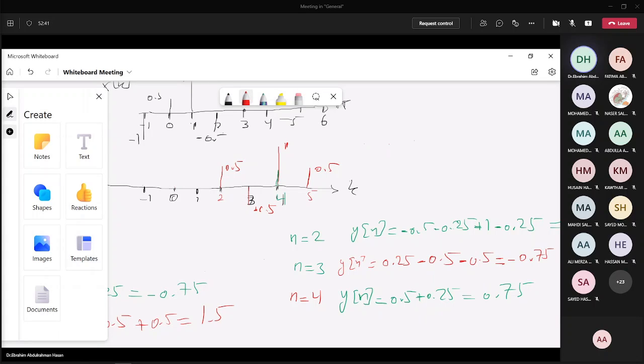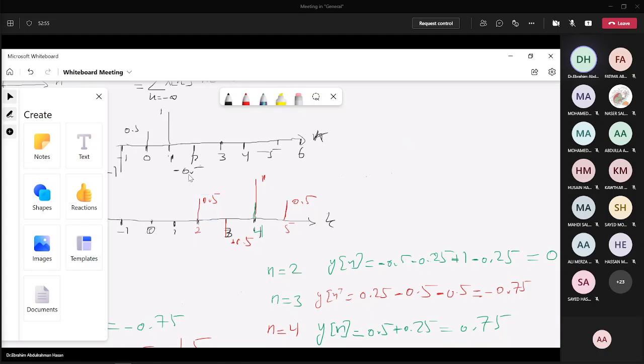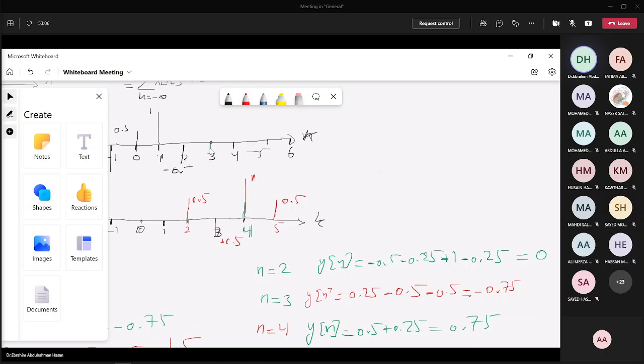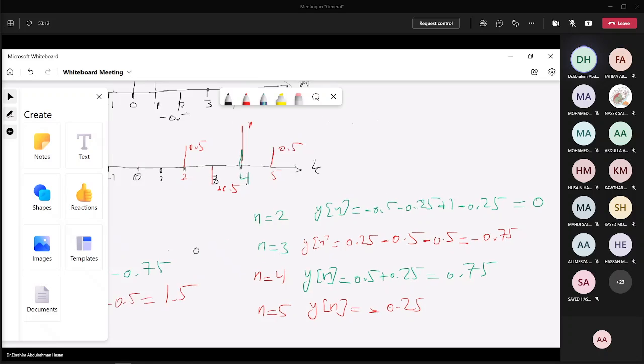Okay, so then when n equal to 5, y of n equal to... so this is at 2, so 0.5 multiplied by minus 0.5, so it is equal to minus 0.25. Then at 3 it is 0, at 4 it is 0, at 5 it is 0, so then it is equal to minus 0.25.